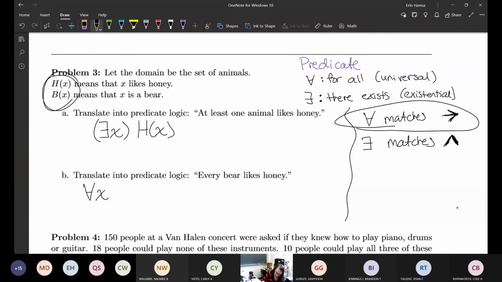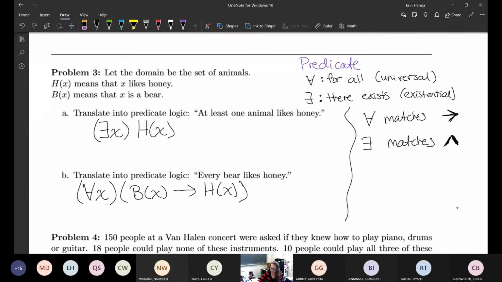So we're going to say for every animal X, if it's a bear, so B of X, then it likes honey, H of X. So for all animals X, if it's a bear, then it likes honey, gets the point across that every bear likes honey, because this takes into consideration bear, then it likes honey. That make sense? Okay.